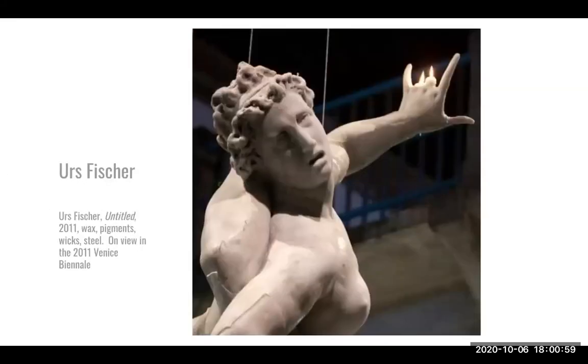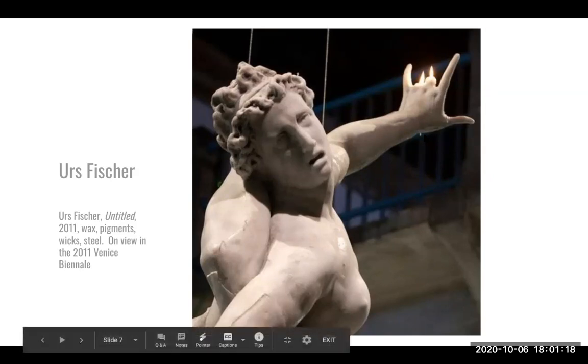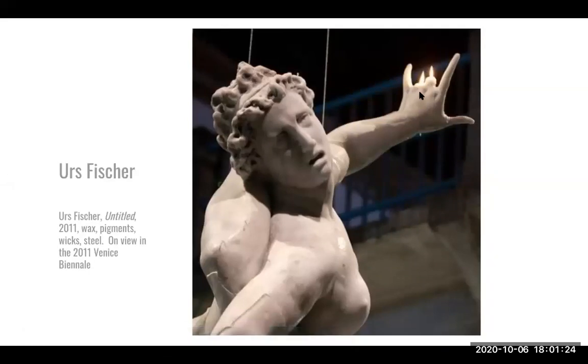Here's a little up close of another Urs Fischer piece. So this is Untitled, this piece here. Same, made in 2011 out of wax, pigments, wicks, and steel. And this was on view at the Venice Biennale. And I like this up close photo here because you can see where the wicks are placed. And if you wanted to think about that too, like your drawing, when you create the drawing of your object melting, the whole top of it doesn't have to be melting. It could just be melting in certain parts. And I think that can make for an even more dynamic drawing from you.